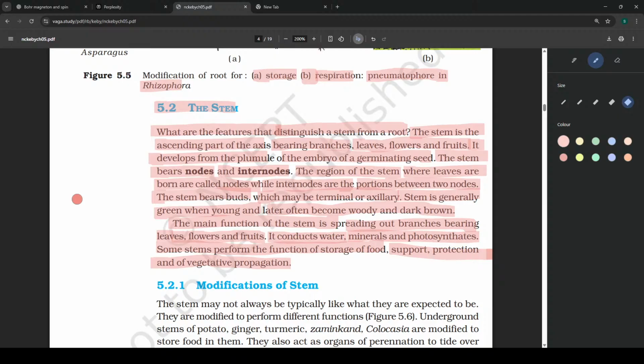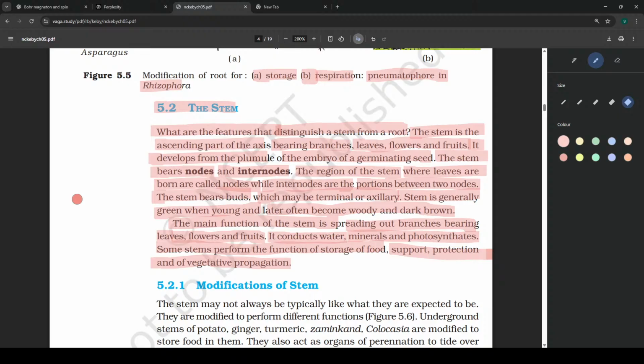If you think carefully, how does the water collected in the root go from the root to other portions of the plant, like leaves and other portions? It goes through the stem, because the stem will conduct the water and minerals.